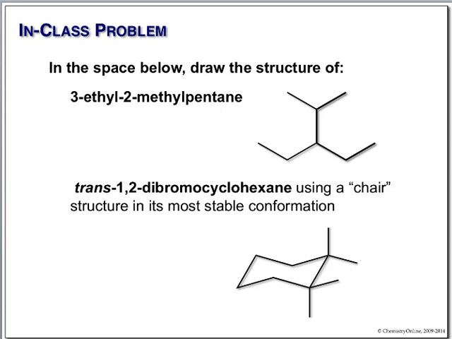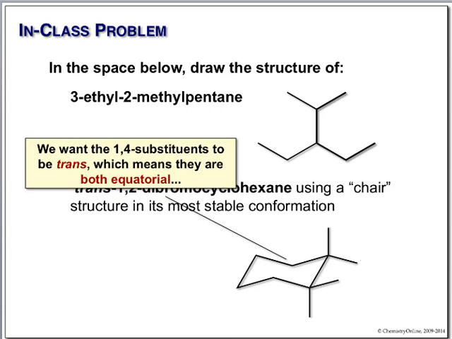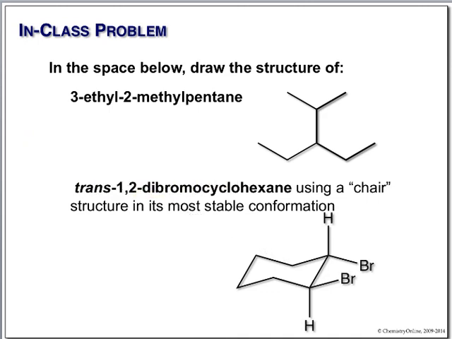But that would not be the most stable conformation, would it? If we had them both equatorial, they are also trans. Think about it as 1 up, 1 down. And that would be the most stable. That would be our structure.